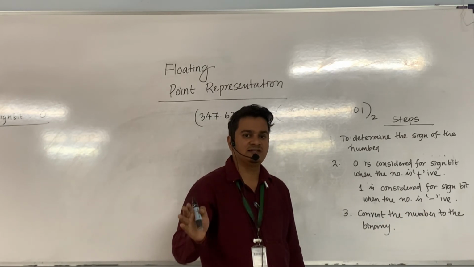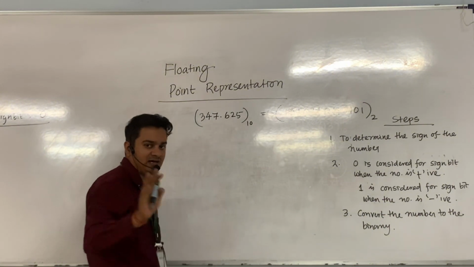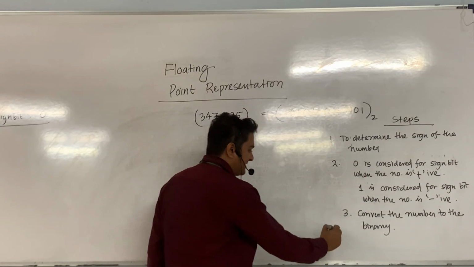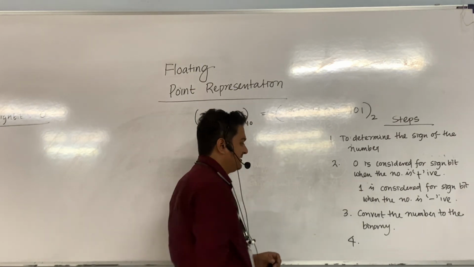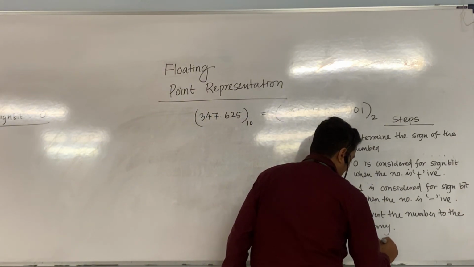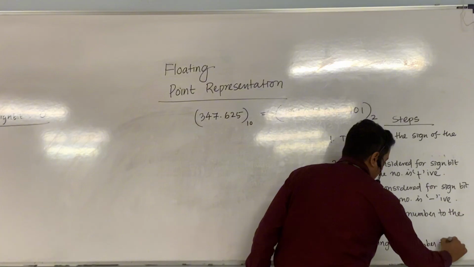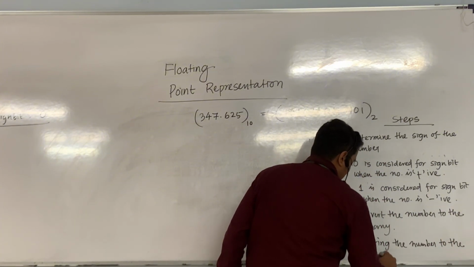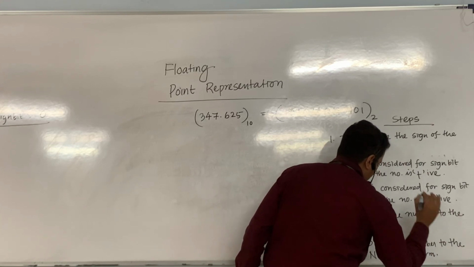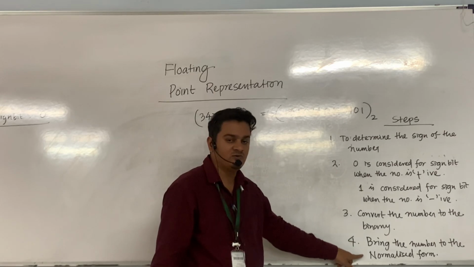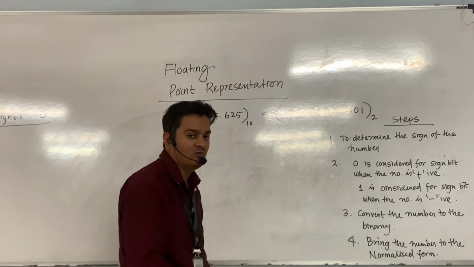Any type of number system it is given, you have to convert the number to the binary. Already we have done at the beginning. Now the fourth step, that is bring the number to the normalized form. So this is the fourth step which we are going for, that is we have to bring the number to the normalized form. What is normalized form?